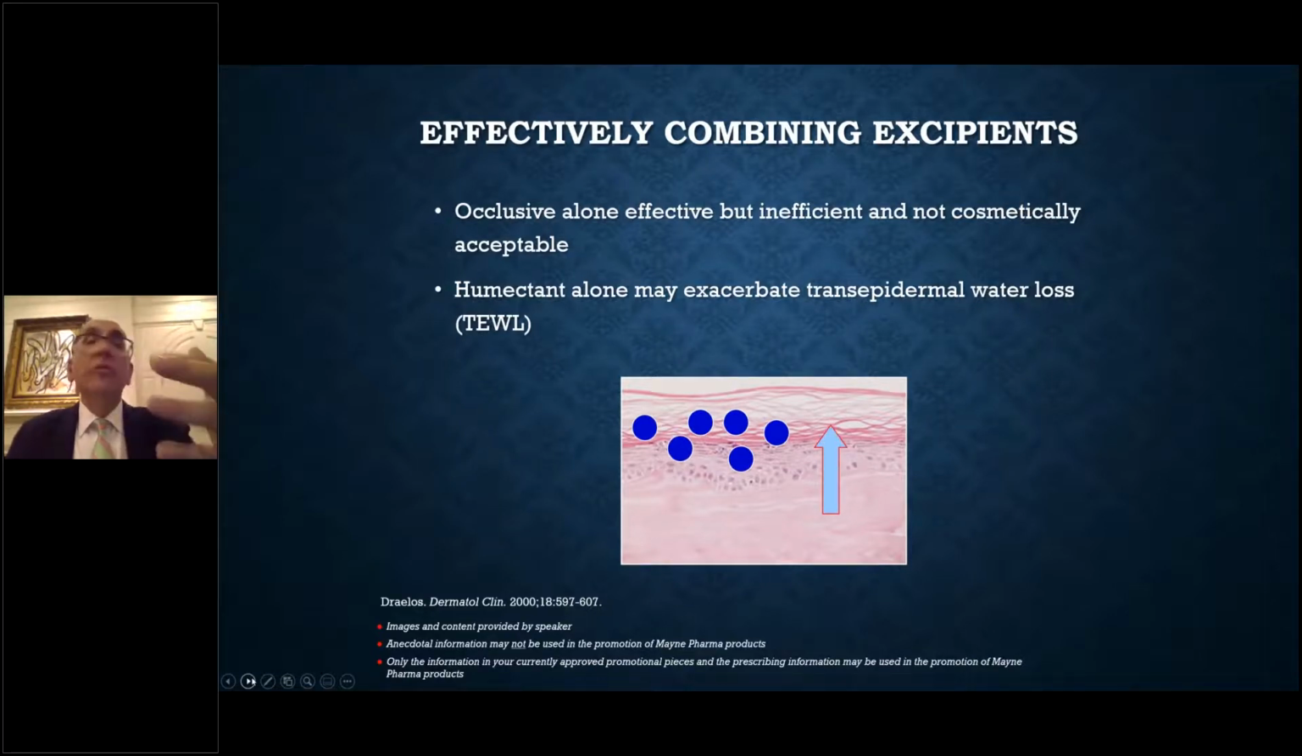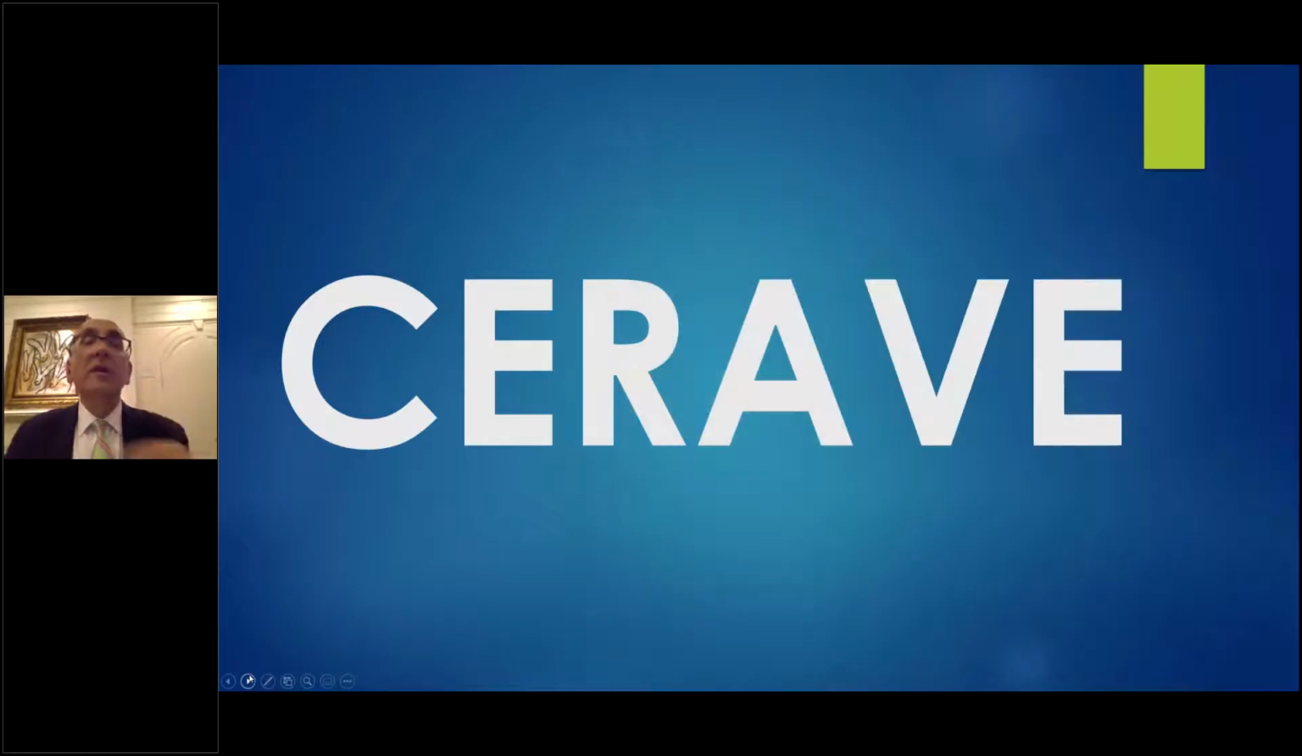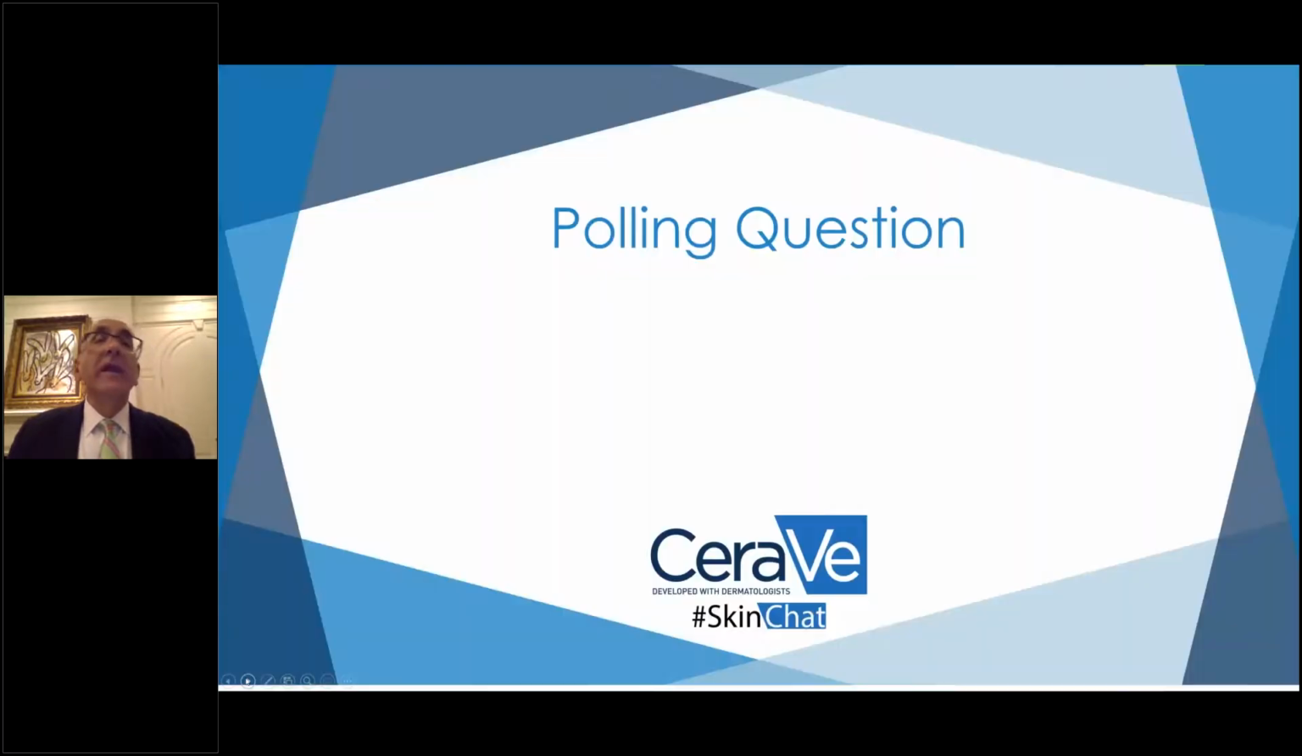The more water you bring in, the faster it's gonna go. So what do we need? We need both humectant to bring the moisture in, but then we need the occlusive moisturizer to occlude. That's what we need. So those are the two simple principles of moisturizing. And this is where CeraVe comes in. So what's so unique about CeraVe?